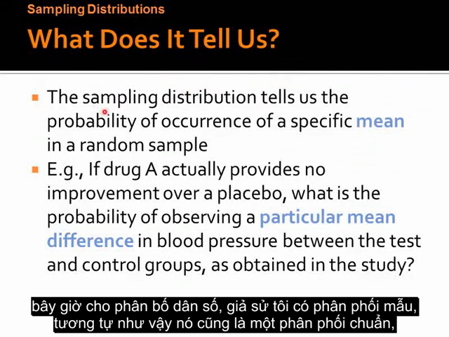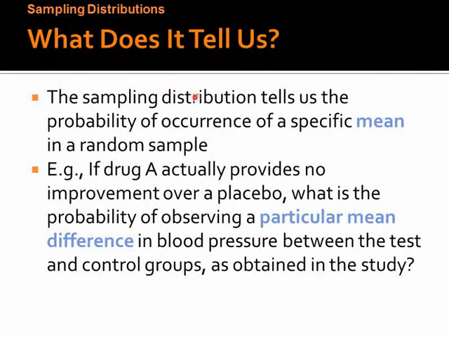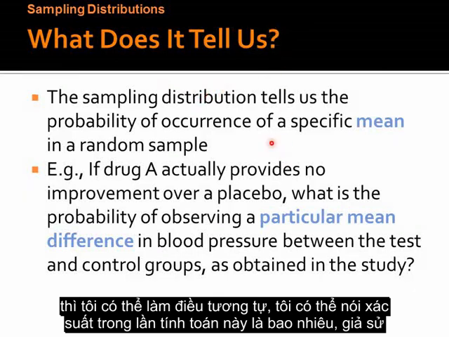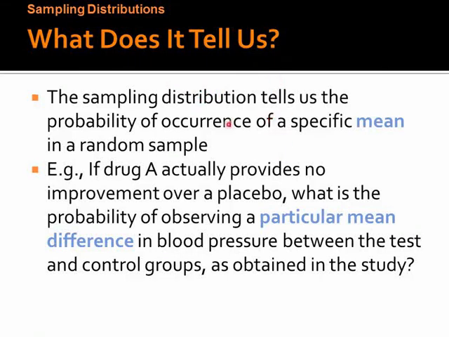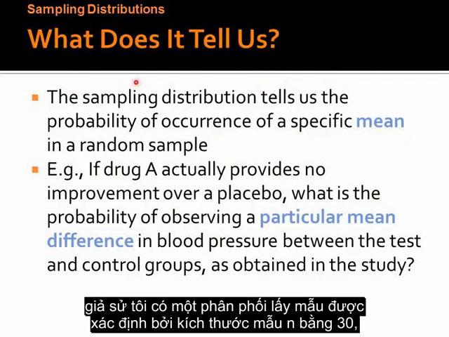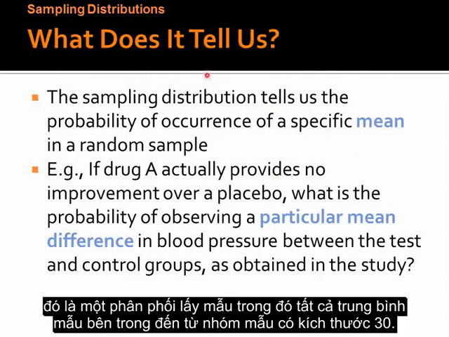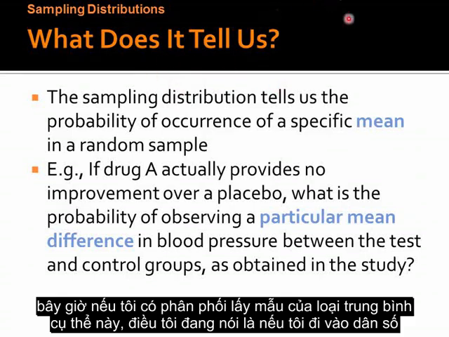Now let's say I have the sampling distribution, the sample distribution. Similarly, it is also a normal distribution. Let's say it looks like a normal distribution for now. And if I have that, then I can do the same thing. Instead of going out into this population and picking out a random individual, let's say I have a sampling distribution defined by sample size n equals 30. It's a sampling distribution where all the sample means inside there came from sample groups of size 30.